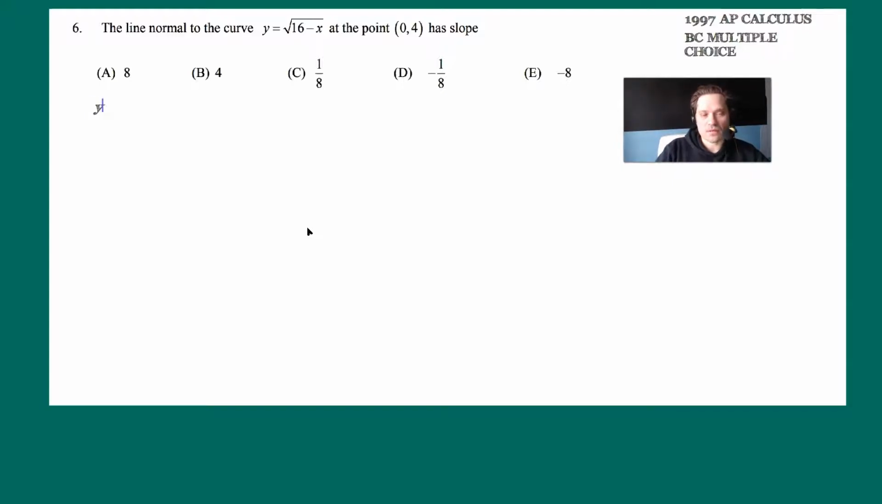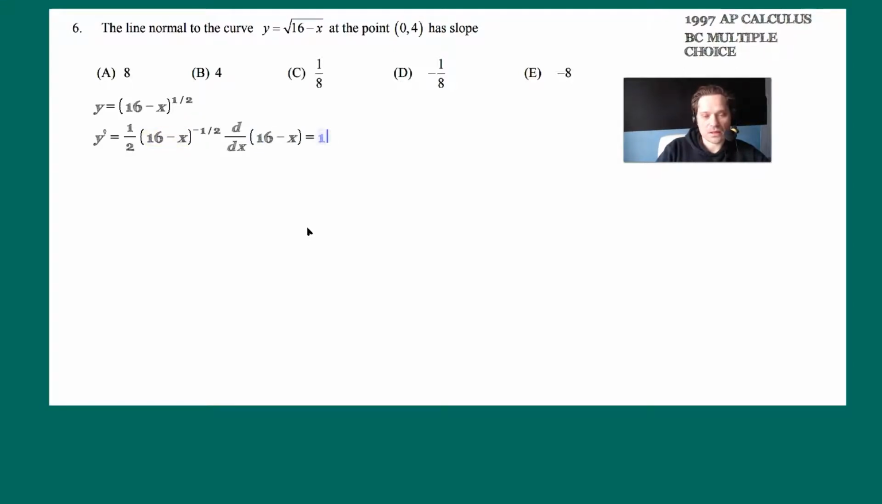Form y prime first. Now remember that y is really the following here. It's 16 minus x raised to the 1/2. So that means y prime you'd find by using the chain rule. Bring the 1/2 down, copy the inside. This is 1/2 minus 1, which is negative 1/2, and then you multiply by the derivative of the inside, which is the derivative of 16 minus x.